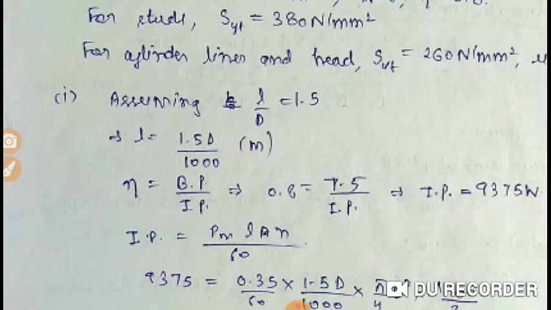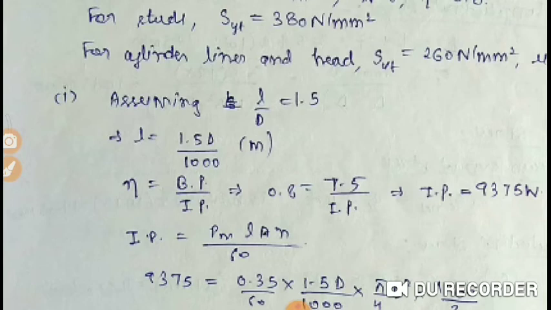How will you calculate the indicated power? From the formula, mechanical efficiency eta is equal to BP upon IP, brake power upon indicated power. So indicated power will be equal to brake power upon mechanical efficiency. From here we can calculate the indicated power in terms of a value.